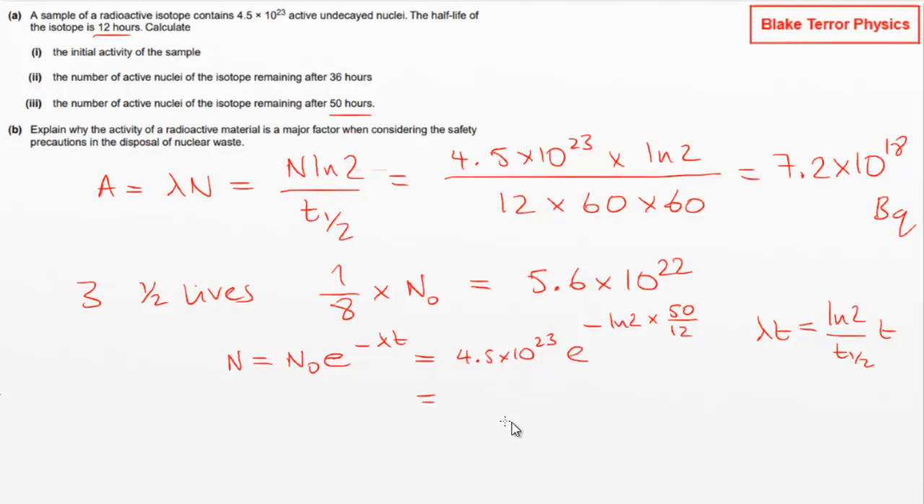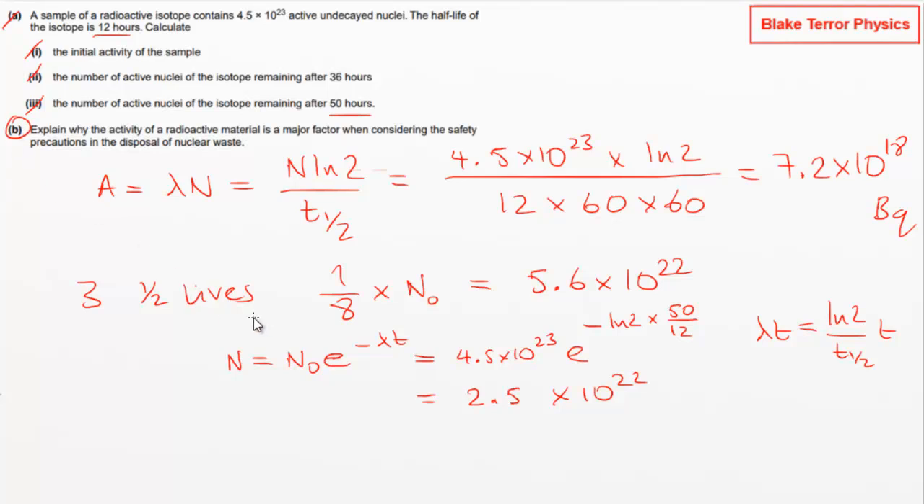So let's type all of this in. 4.5, I'll leave the 10 to the 23 off and just put that in at the end. And we got 2.5056, and so on. So 2.5 times 10 to the 22. That gives us that one. So that's done all of A.